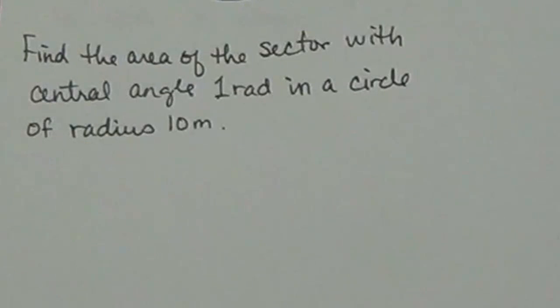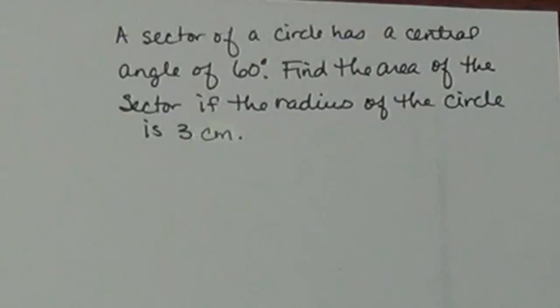So in an example, let's find the area of a sector with central angle 1 radian in a circle of radius 10 meters. Here again, we're going to start by looking at our formula and plugging in the information we know. So we know that r equals 10 meters, theta equals 1 radian, and the area is 1/2 r squared theta. Next, a sector of a circle has a central angle of 60 degrees. Find the area of the sector if the radius is 3 centimeters. Here again, we want to find the information that we know and then plug it into our formula.